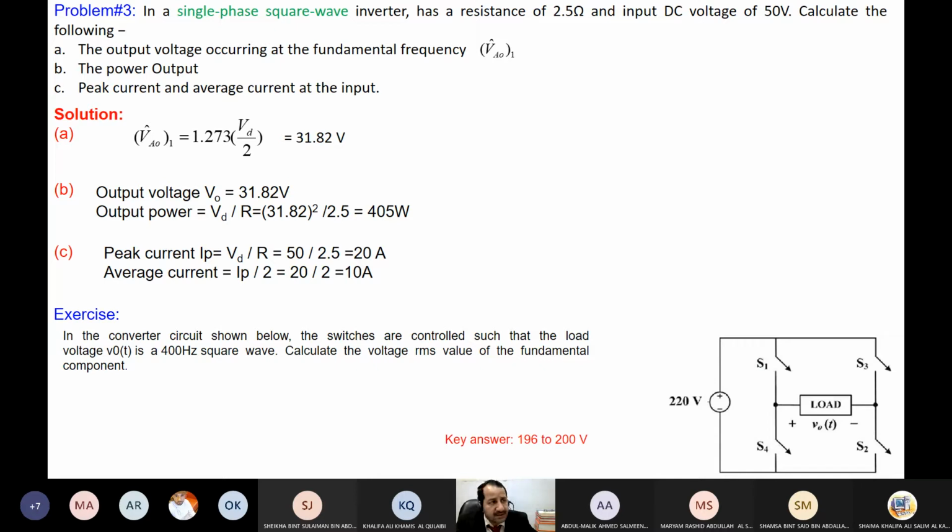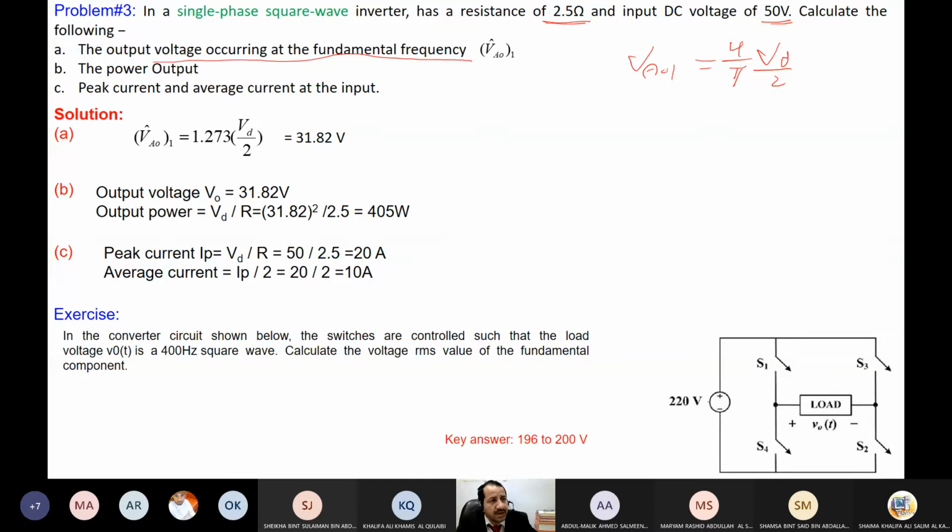In a single phase square wave inverter, now it's not pulse width modulation, the load resistance is 2.5 ohm and the input voltage is 50. Calculate the following. The output voltage at the fundamental frequency. Now, you remember what we say? For a square wave, VAO1 will be equal to 4 over pi VD if it is full bridge. If it is a half bridge, VD over 2. You remember? We discussed this.